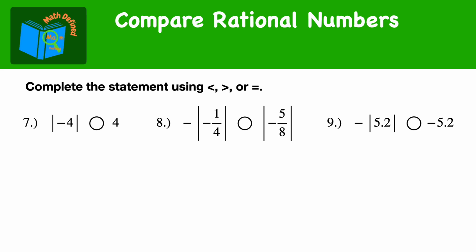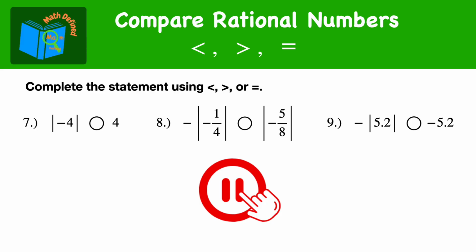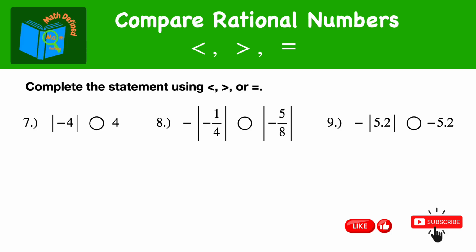This time, you're going to compare numbers and decide whether the symbol should be less than, greater than, or equal to. A good strategy here is to simplify each side first before you compare. Go ahead and solve all 3 problems on your own, and I'll see you back here in a few minutes. All right, let's see how you did. Problem 7 is comparing the absolute value of negative 4 to positive 4. First, simplify the absolute value of negative 4 to positive 4. Now we compare. Positive 4 is equal to positive 4.